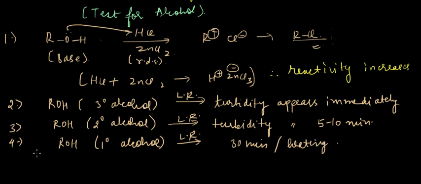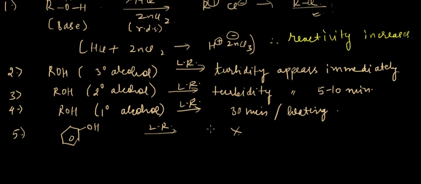Okay. But if we take something like a phenol and pass it with Lucas reagent, then no reaction is seen to happen. Okay. So hence Lucas reagent can be used for separating a mixture of phenol and alcohol. Okay. So we can differentiate.